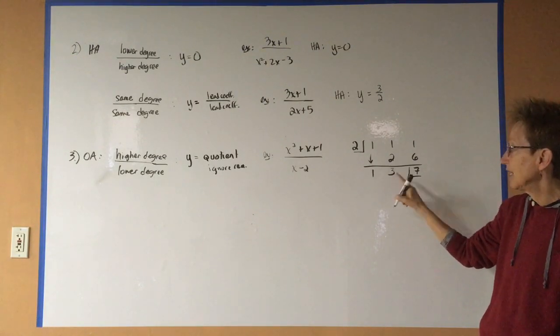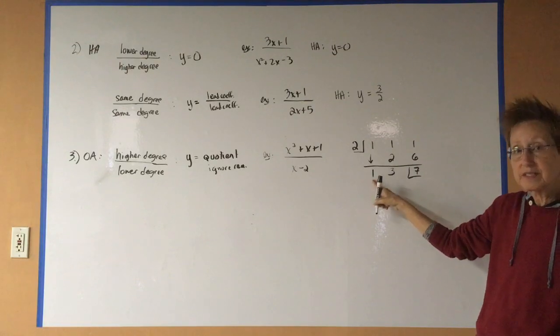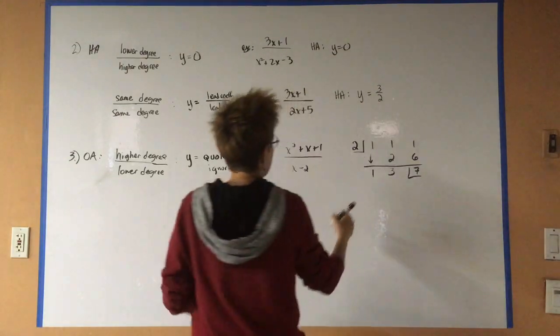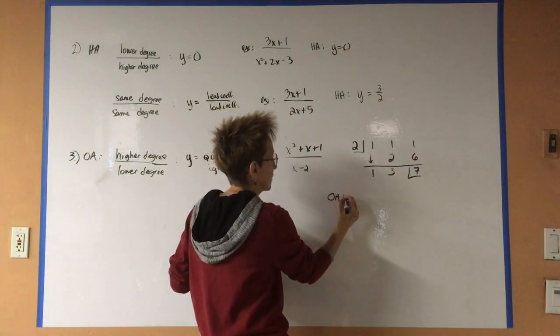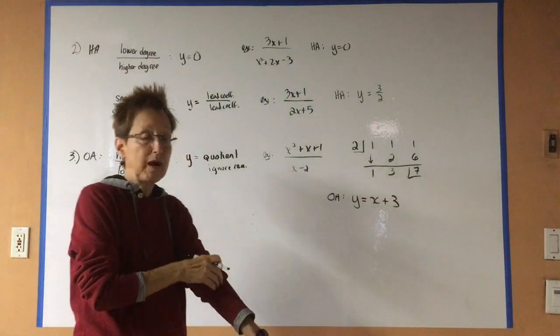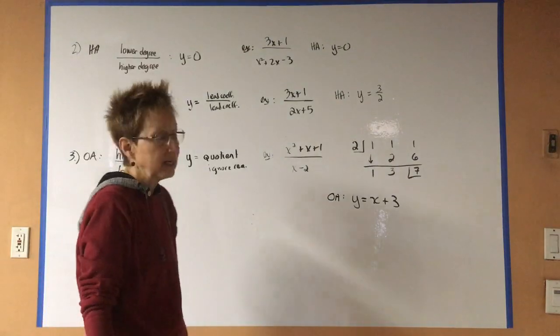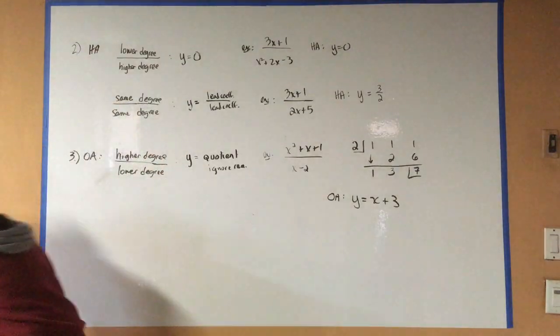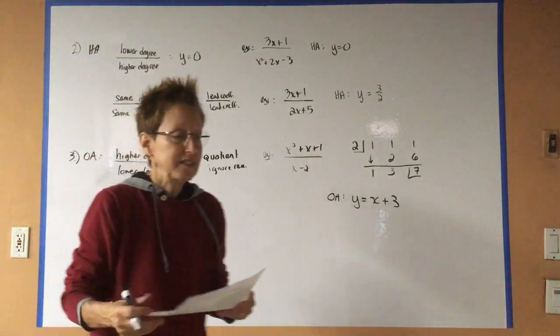And what does this say? The 3 is the constant. The 1 is the x. So that means that the oblique asymptote here would be y equals x plus 3. And that would be the line that I would graph with a dotted line to show that oblique asymptote. So understanding how to find the different kinds of asymptotes.